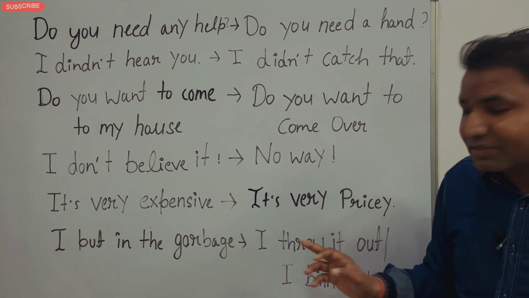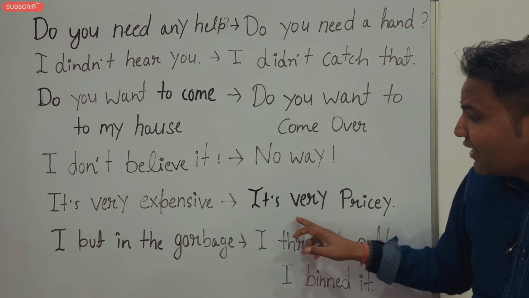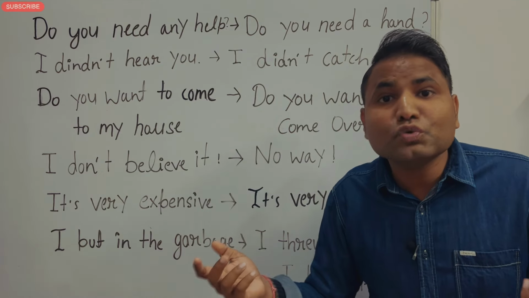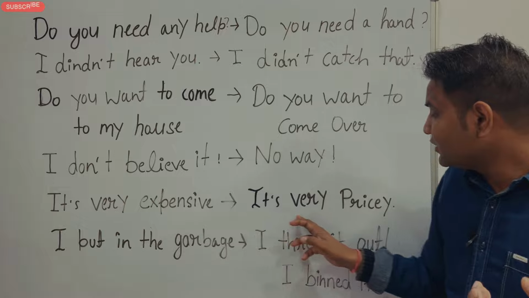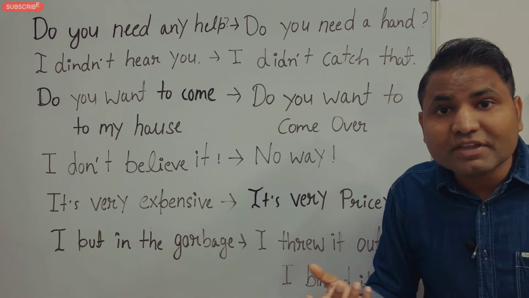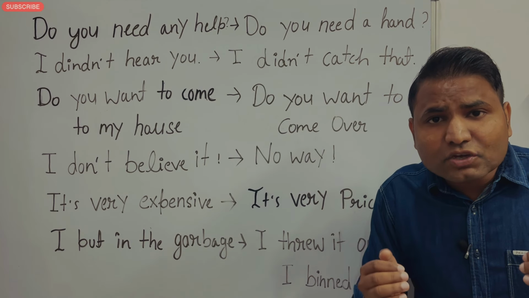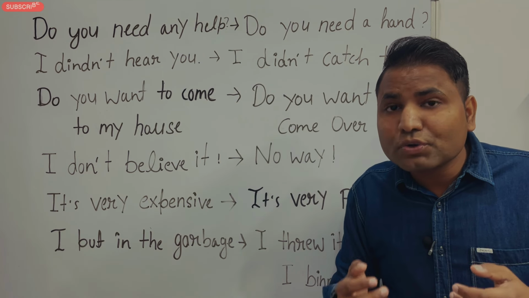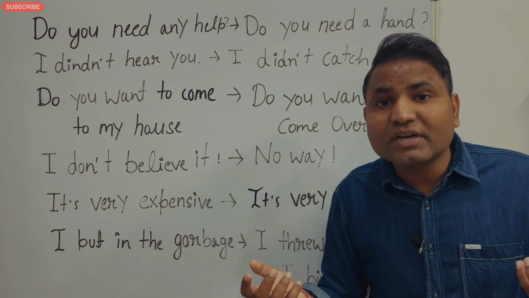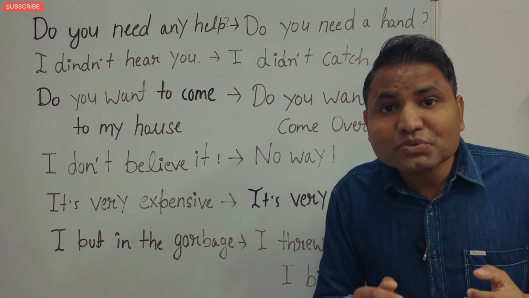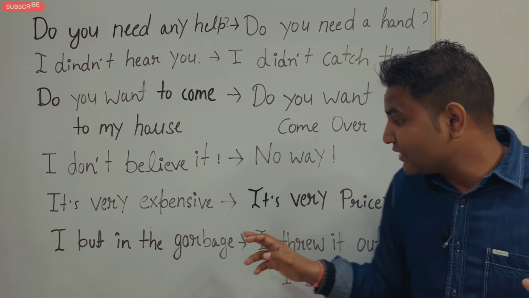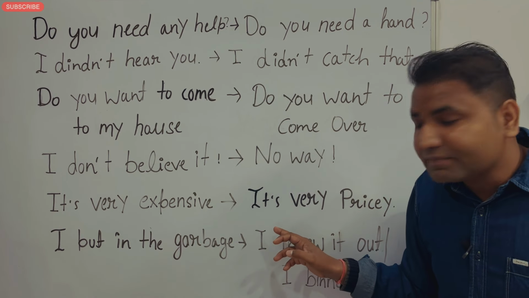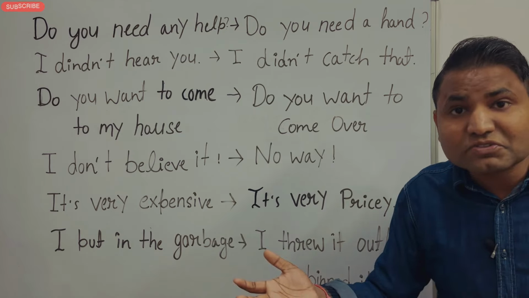But my dear friend, in another, more casual, informal way, we can say it's very pricey. It's very pricey means it's more expensive, too much expensive. When we are buying or looking at any object or product and the price is too high, too costly, we say that's very pricey.